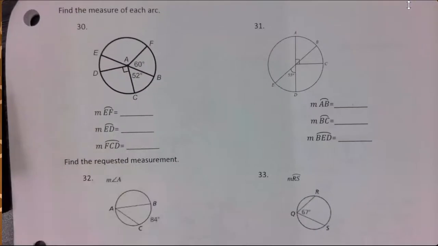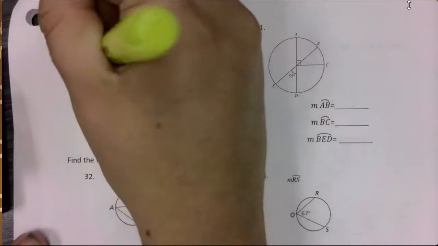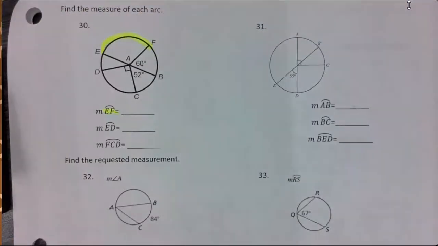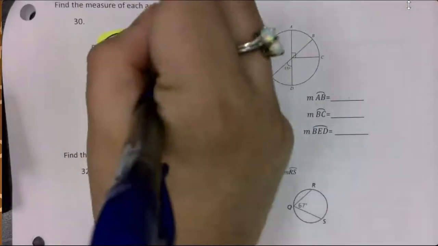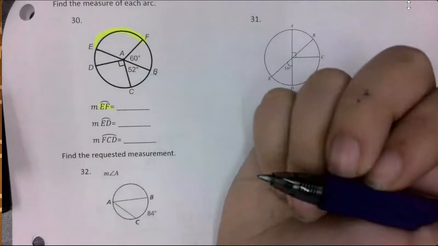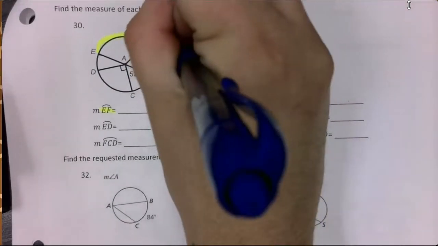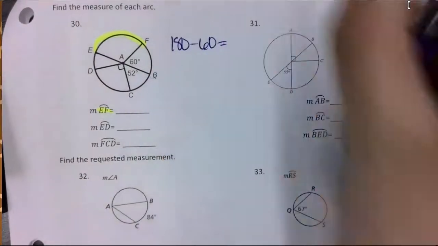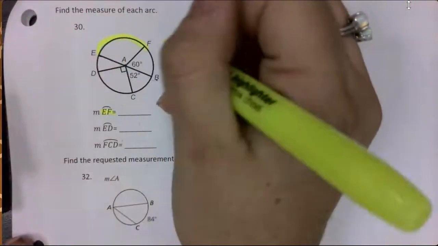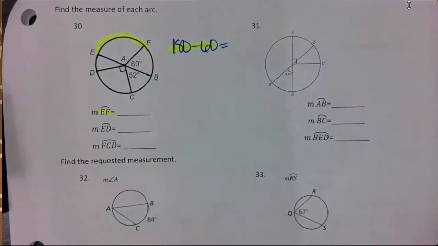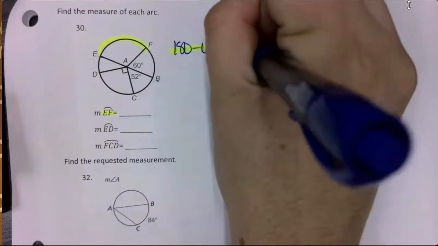This one wants me to find the measure of each arc. The first one I want to find is EF. So this one right here. I can see that EB makes a straight line, and I know that FAB is 60. So I'm going to do 180 minus the 60 to get the measure of the arc length of EF. 180 minus 60 is 120.